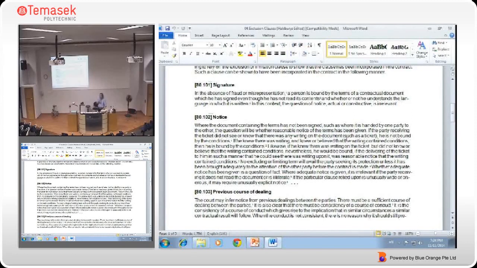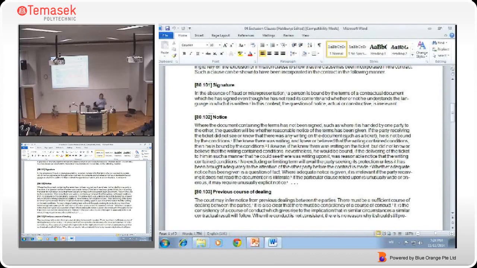Okay, so notice is usually the biggest issue, because signing is very obvious. For example, it says that if the party receiving the ticket did not see or know there was any writing on the document, such as a ticket, he's not bound. This one, no signature. Just remember, no signature involved here.